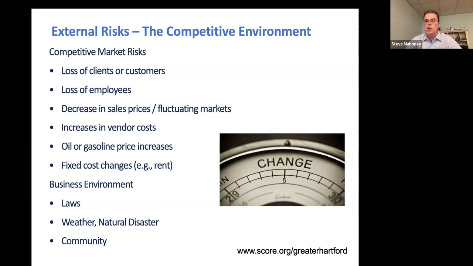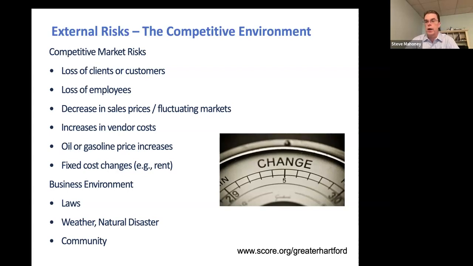So if you've got a small number of clients or customers and you lose one of those, you're heavily concentrated with a few small customers, that could have a big impact on your business. Same thing with employees. If you're a solo entrepreneur and you've got one person who does a lot of key functions, if they decide to get a new job and you all of a sudden have to hire somebody else and replace them, that could be a risk in terms of how you can maintain your customer service and production output. Impacts to sales prices in the fluctuating markets.